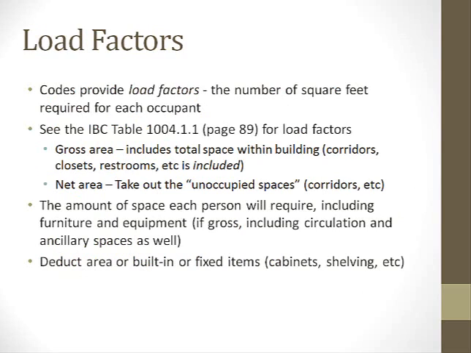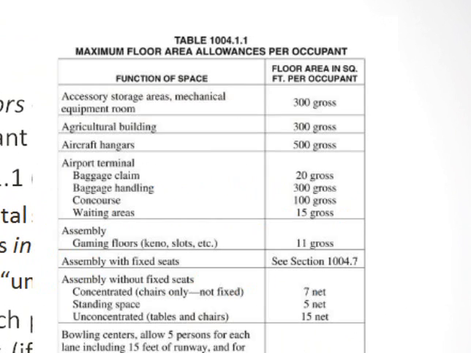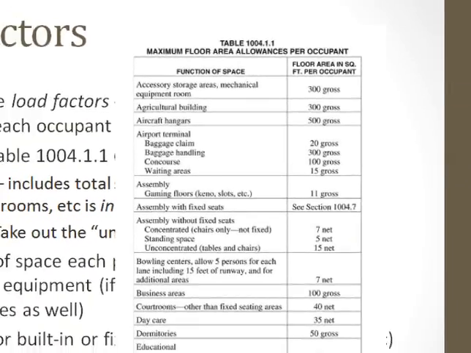So codes provide what are called load factors, and that is the number of square feet required for each occupant. And page 89 in your book has a copy of the International Building Code table that has these load factors. There are two types of load numbers. One is gross, the other is net. Gross is the total, including spaces like corridors, closets, restrooms. Net is only the occupied spaces, removing those unoccupied spaces. So just a little difference there you'll want to pay attention to.